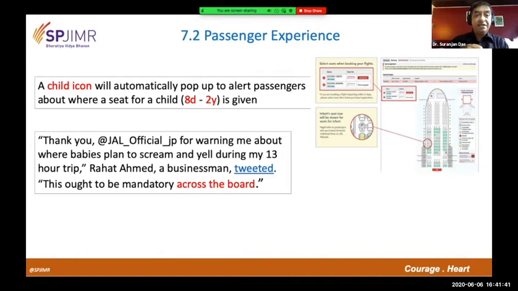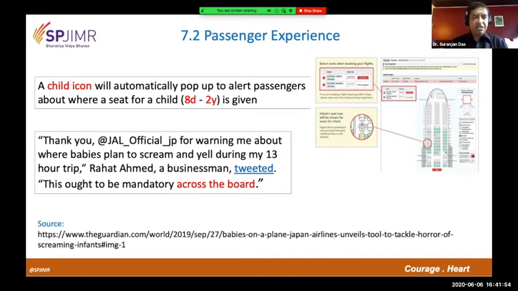This ought to be mandatory across the board. Initially, of course, this guy was trolled, but subsequently he became the flavor of the town, and the airlines picked up, and subsequently other airlines have picked this up. The source I've given, The Guardian and so on, you can go out and see this.